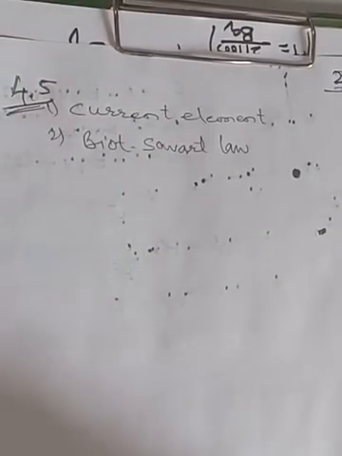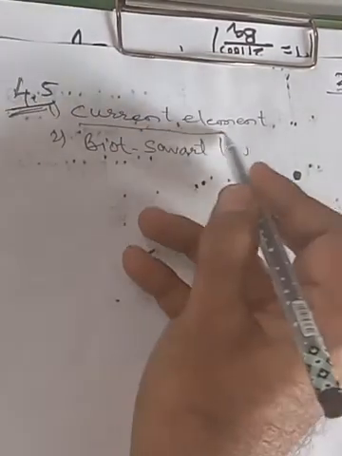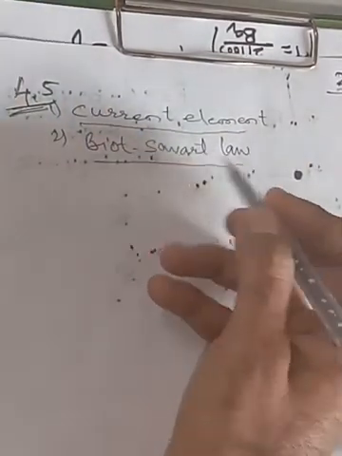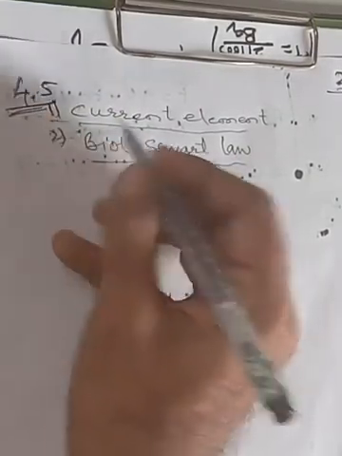Students, today we have to start with 4.5, that is magnetic field due to a current element and Biot-Savart law. So today we have to complete these two topics, current element and Biot-Savart law. So this is the 4.5 topic.